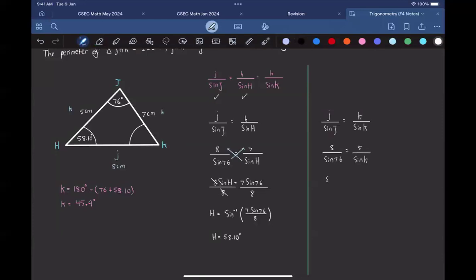Now we cross multiply, so it will be 8 sine K equal to 5 sine 76. You need to find sine K, so you divide by 8 on both sides, and the two 8s cancel off. So sine K is equal to 5 sine 76 over 8. To find K, it will be sine inverse of open bracket 5 sine 76 over 8 close bracket. And I get 7.33.